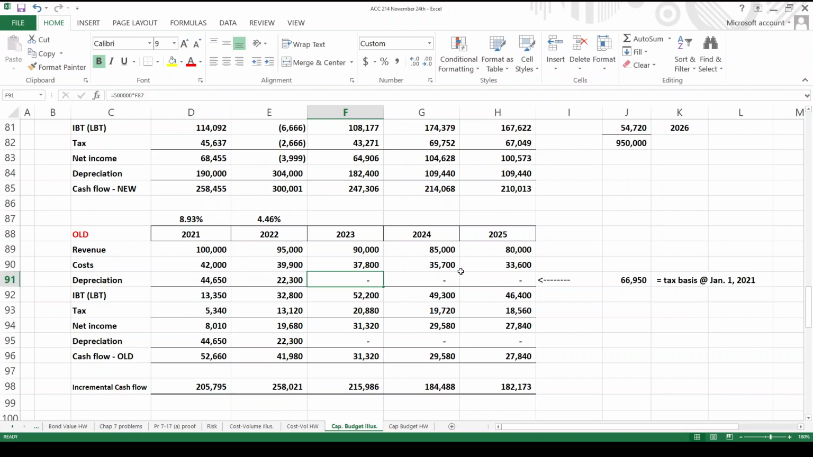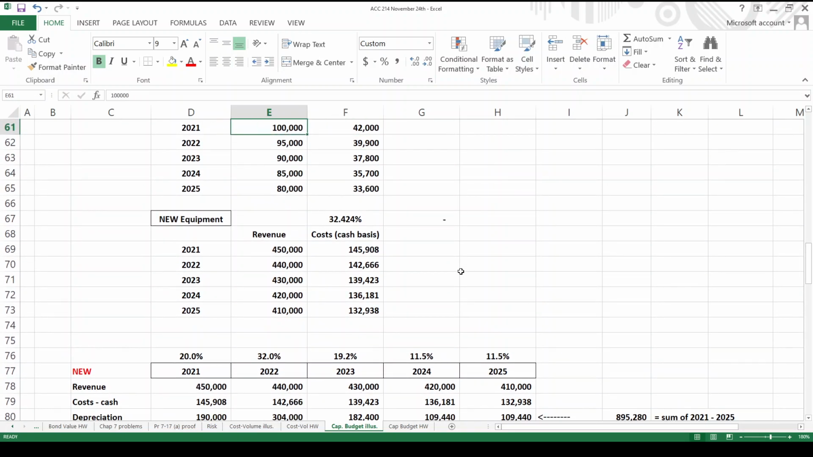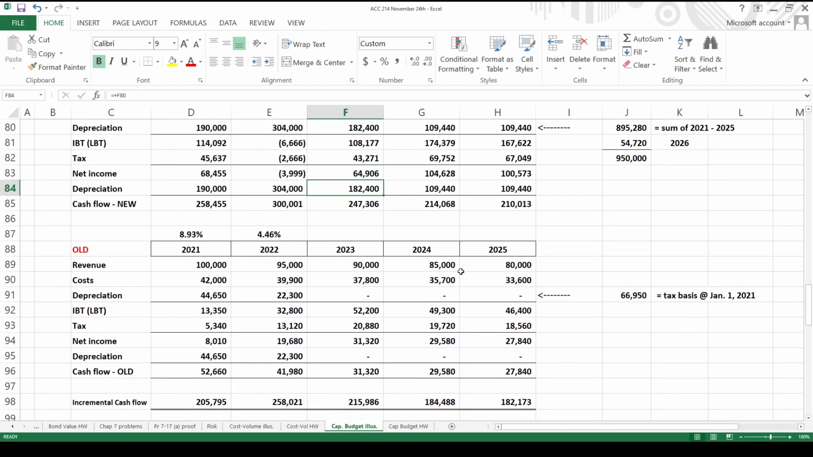The depreciation stopped here because there's no rate up here. This went from 100 down to 80,000. That's good. And 33.6 is the last number for our cash costs. And there's all our tax numbers. There's our after-tax number. The observant student will note we're not adding back depreciation in 23, 24, 25. The asset is fully depreciated.